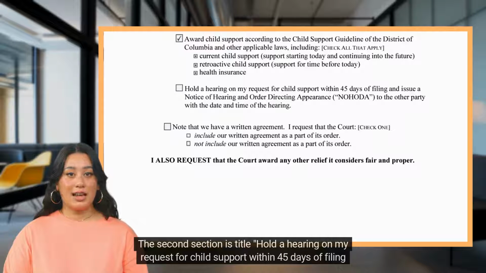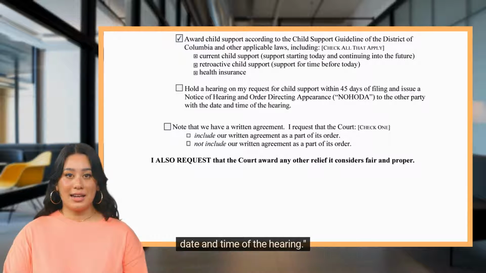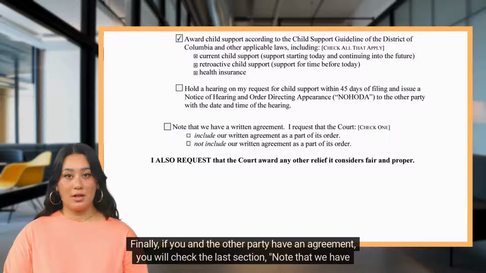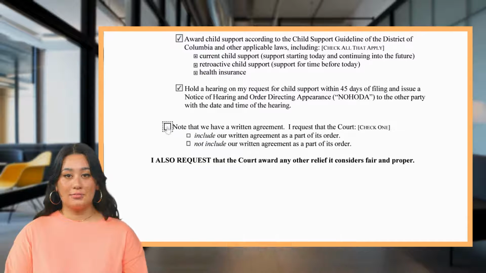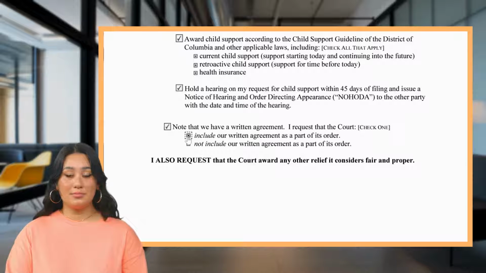The second section is titled Hold a hearing on my request for child support within 4 to 5 days of filing and issue a notice of hearing and order directing appearance, NAHODA, to the other party with the date and time of the hearing. Finally, if you and the other party have an agreement, you will check the last section, Note that we have a written agreement. You can then select if you want the agreement included in the court order or not. You're almost done.